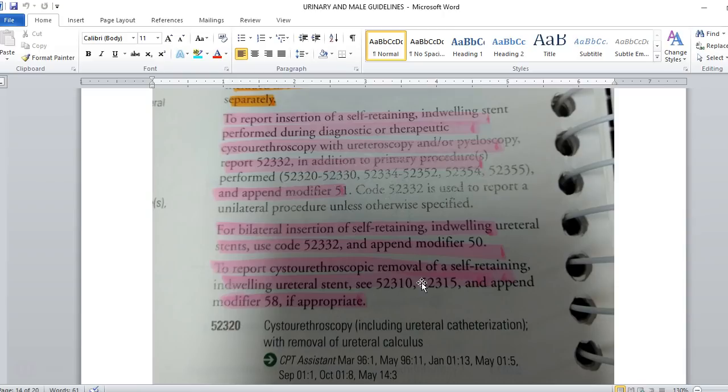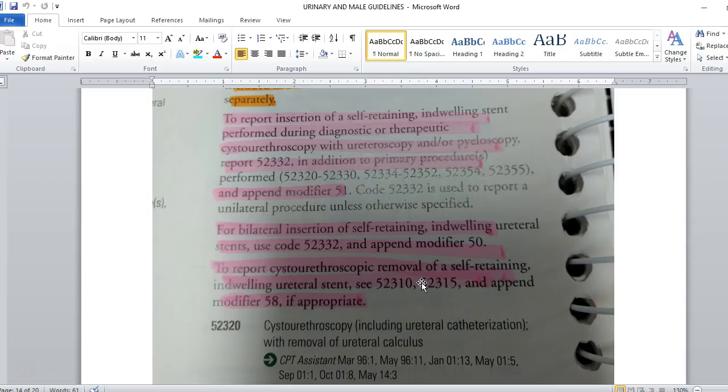And that's really it for the urinary system. The biggest thing with the urinary system is to make sure, what are we doing? Again, are we scoping into the body? If we're scoping, then where are we going? Are we just going into the urethra? Are we going into the bladder? Are we going into the ureters? Are we going up to the kidneys?